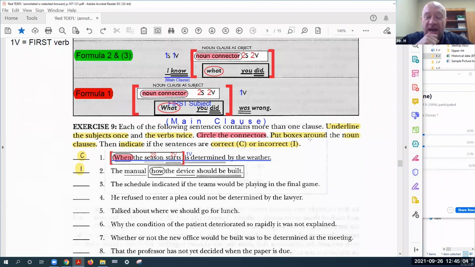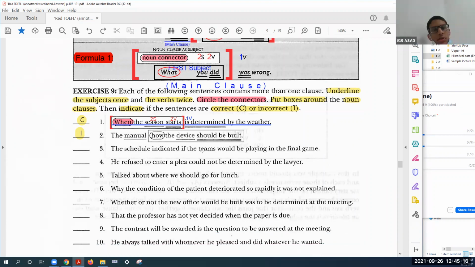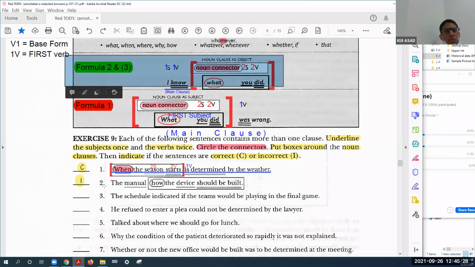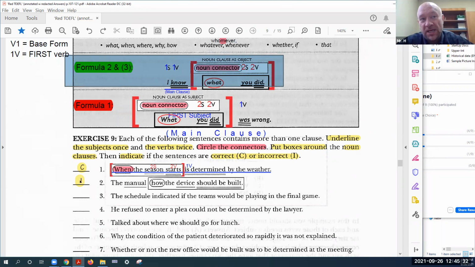Assad, can you speak now? Try talking now. Can you hear me? Yeah, good. Read it. The manual how the device should be built. Now, which formula do we have here? Do you think it's formula 2? Formula 2, right? So can you use the formula and explain this? You know, it is incorrect, right?